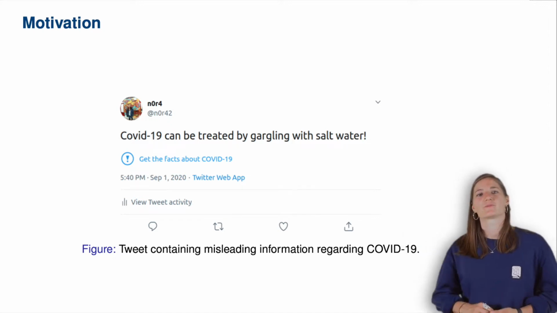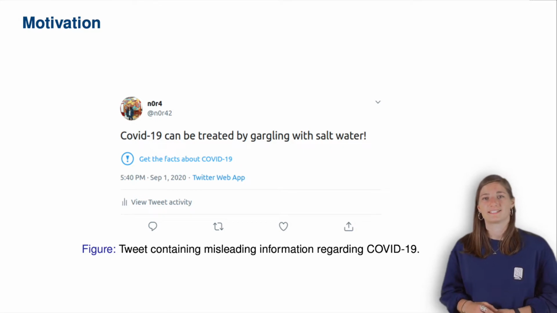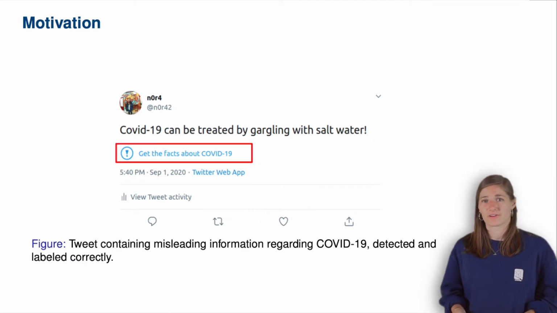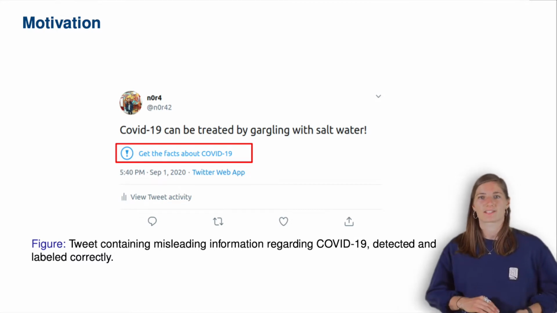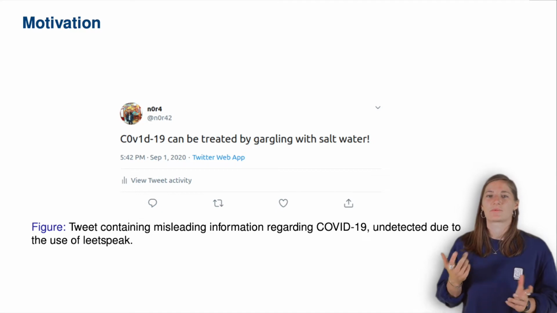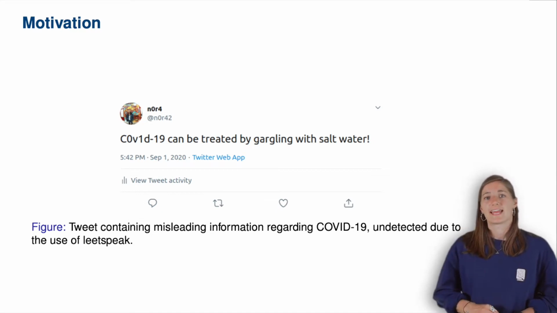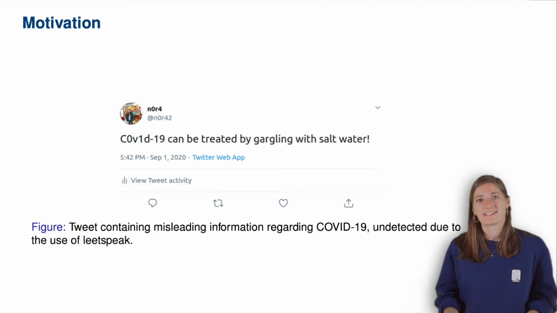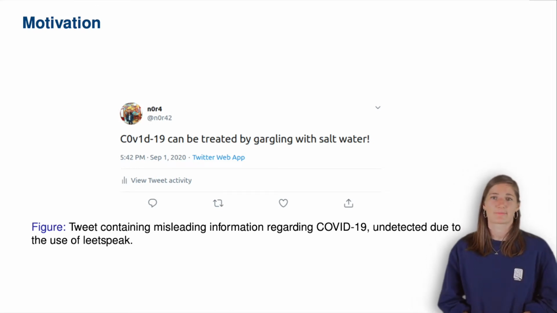Here you can see a tweet containing misleading information about a cure for a COVID-19 infection. The algorithm labels this tweet as critical and provides a link for further information. Through small modifications, in this case replacing the letter O with the number 0 in the word COVID, an attacker can theoretically circumvent the detector. Recipients of the fake news would hardly notice that the sentence was deliberately manipulated.